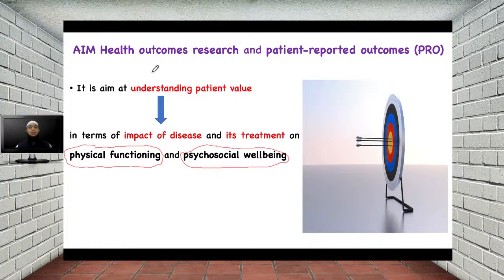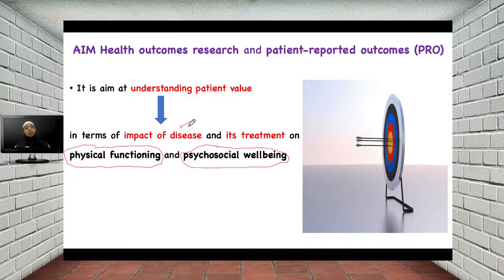So on the basis of the HOR, that is health outcome research and patient reported outcome, what basically you are doing is you are trying to understand the patient value, that is how much value that drug or pharmacotherapy is providing to the patient, especially in terms of impact of disease. What do you mean by impact of disease? How much that drug has reduced the disease, how much that drug has relieved the symptoms of the disease. So that is called the impact of the disease.